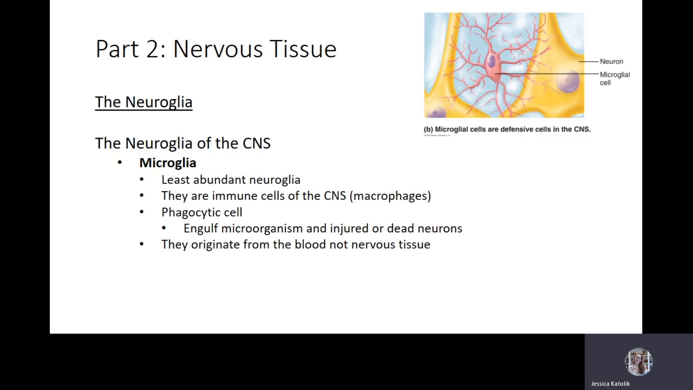It is important to know that microglia, from an embryological development point of view, do not originate from nervous tissue. Rather, they originate from blood. They are a blood cell. They're technically a white blood cell, and they come from the stem cells located in red bone marrow, and then eventually set up shop in the central nervous system.